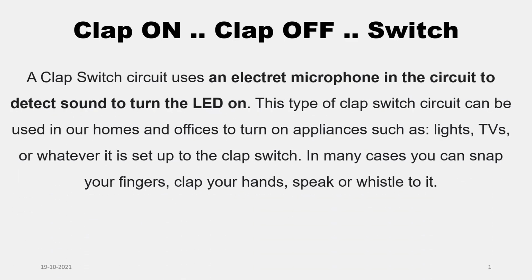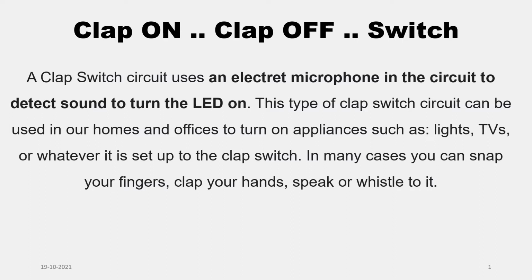This is a clap on, clap off switch. Some call it a clap switch, some call it sound to light, because the output is an LED, that is a light emitting diode. A clap switch circuit uses an Electret microphone to detect sound and turn the LED on.